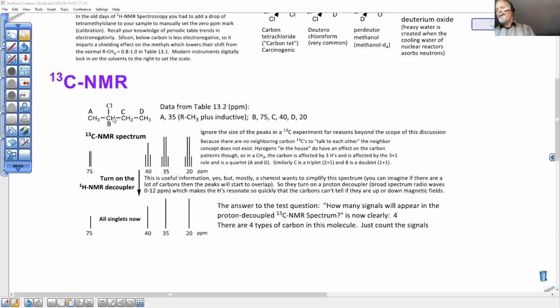So if we start with B here, why would this be a doublet, the C13 peak? It has nothing to do with neighbors. Neighbors are irrelevant in C13 experiments. Neighbors don't talk to each other because they don't exist. 1% of 1%, close to 0. But there's one H on B, and it's either rotating clockwise with or against the applied magnetic field, or it's going counterclockwise against or with, and they have an influence of moving it downfield if it's lined up with a magnetic field, or upfield if it's aligned against the magnetic field.